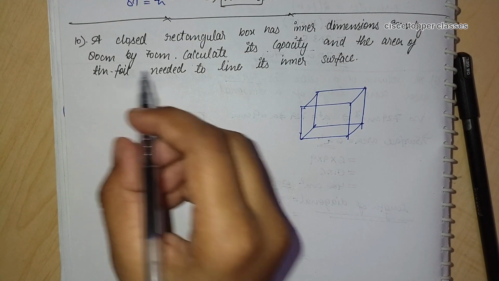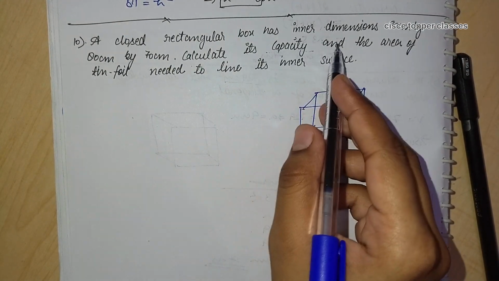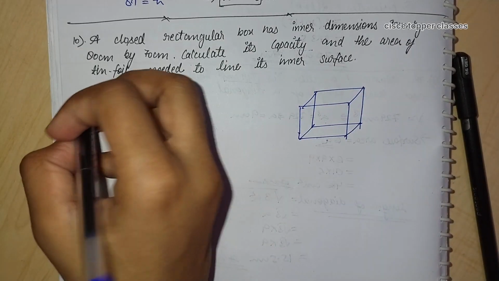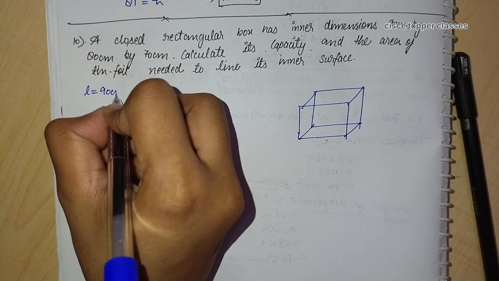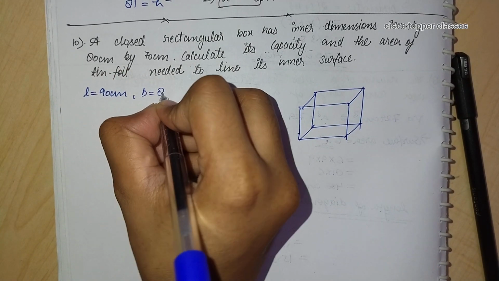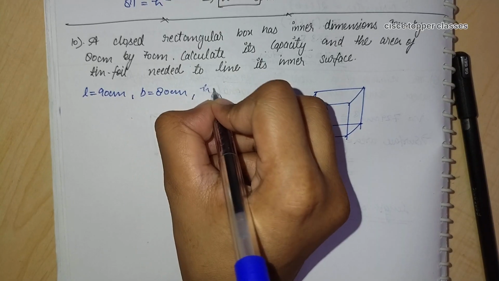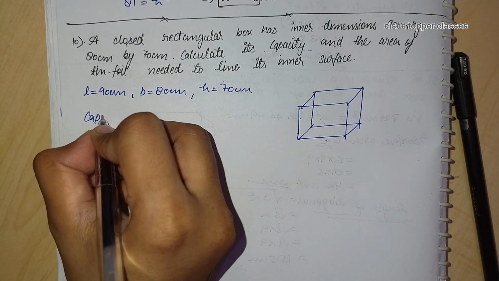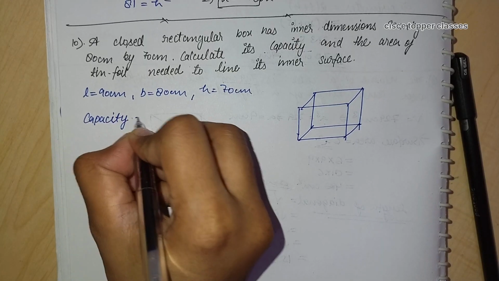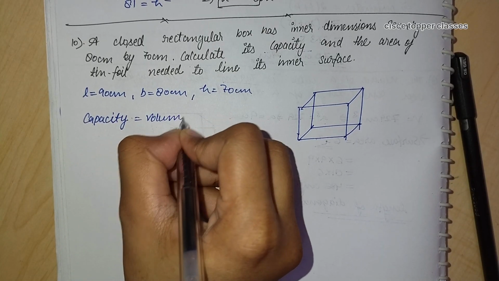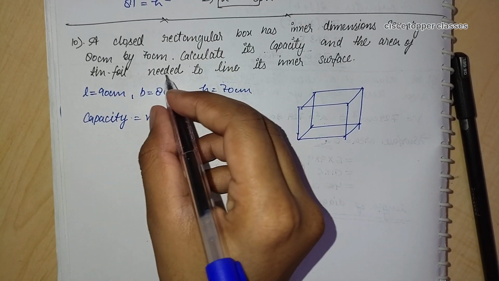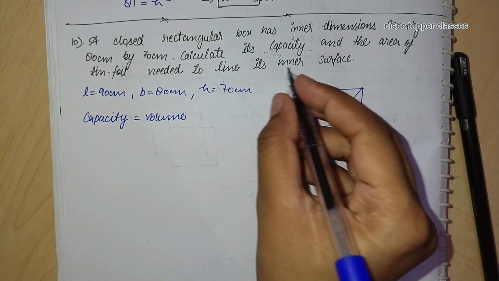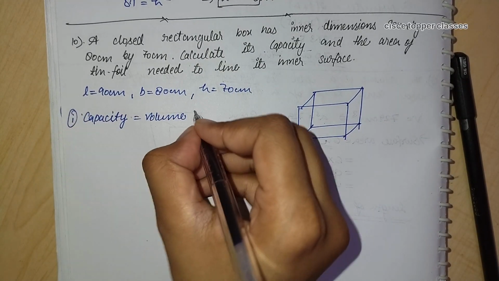Let us solve your 10th question. A closed rectangular box has inner dimensions 90 centimeter, means length is given as 90 centimeter, breadth is given as 80 centimeter, and height is given as 70 centimeter. Then calculate its capacity. Capacity is equal to volume here, and the area of the tin foil needed to line its inner surface. So the first part we have to find volume only.